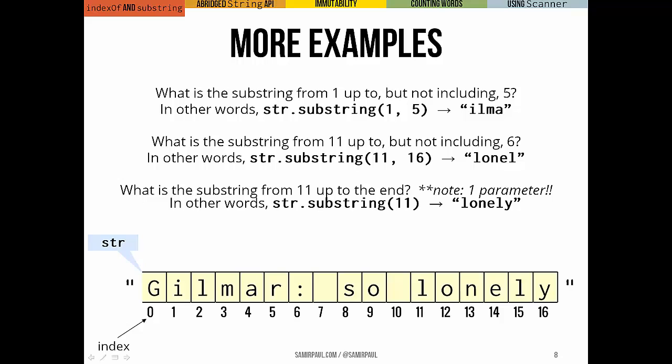If we wanted to do the same with substring, well, look, the substring from 1 to 5 will give us from this I, including the I, all the way up to the R, but not including the R. Same with 11 to 16.